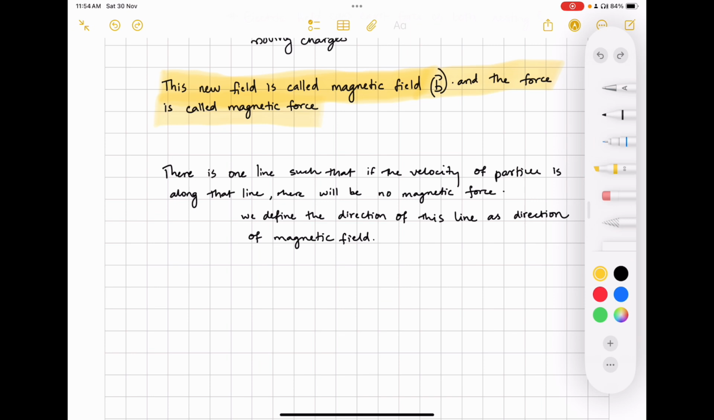The next point is there is one line such that if the velocity of the particle is along that line, there will be no magnetic force, and we define the direction of this line as the direction of magnetic field. Got it?